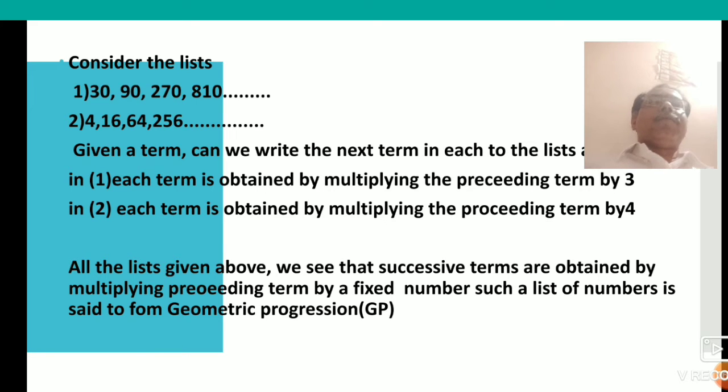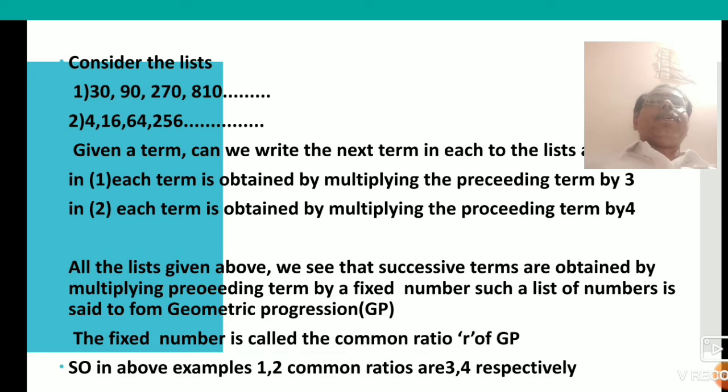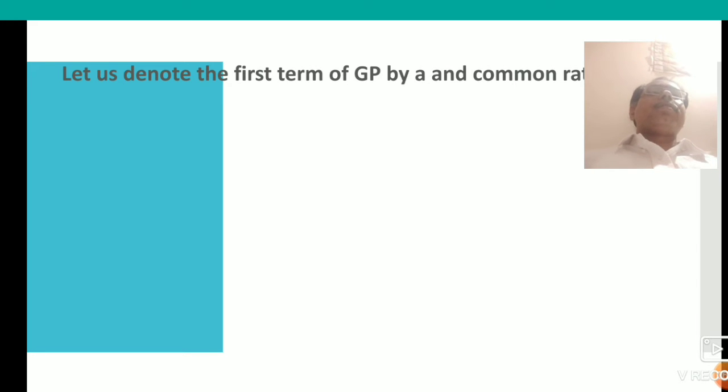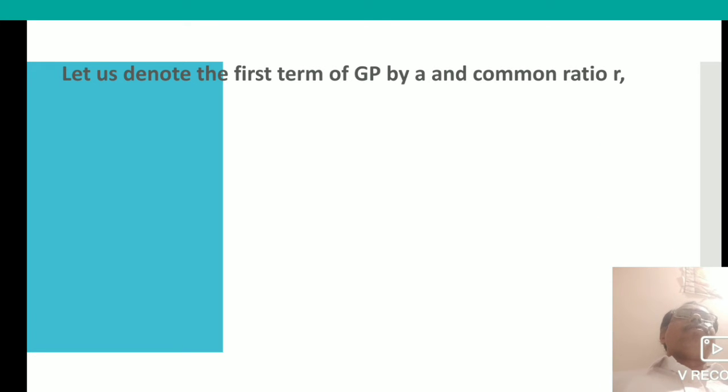So here the fixed number is called the common ratio of the GP. Then we can say in examples 1 and 2 the common ratios are what? 3 and 4 respectively. So like this you have to get the successive terms in a GP. Let us denote the first term of GP by a and common ratio r.